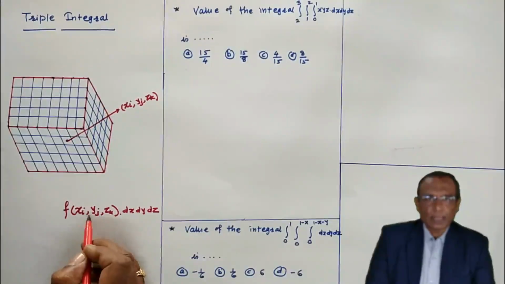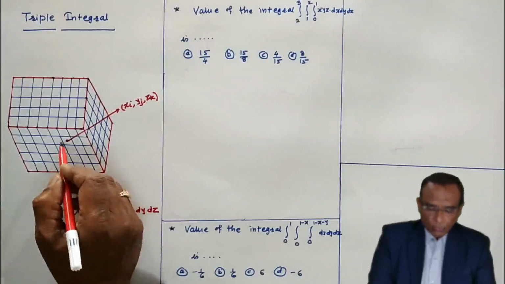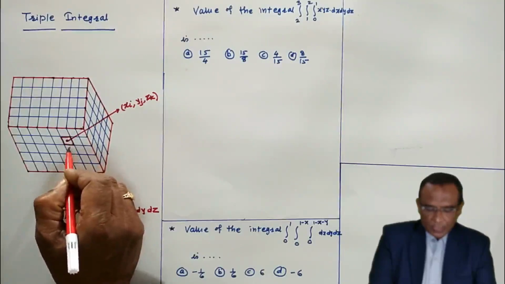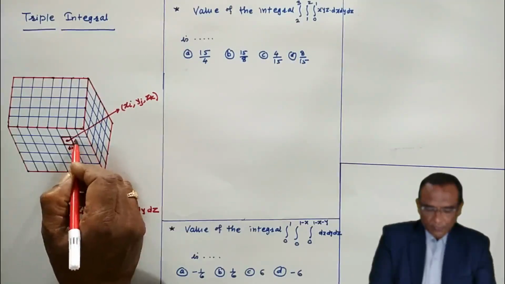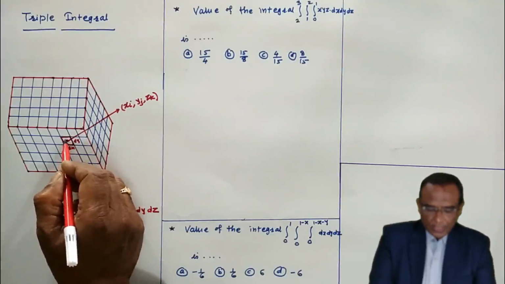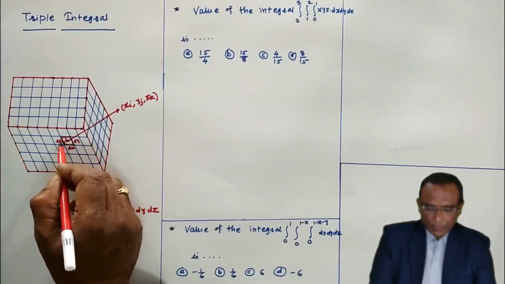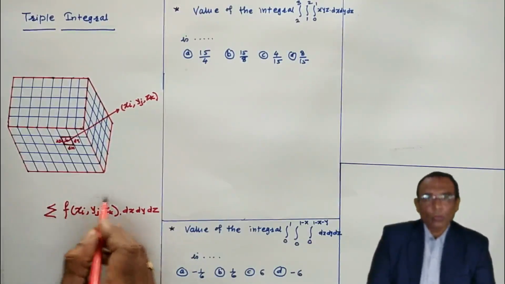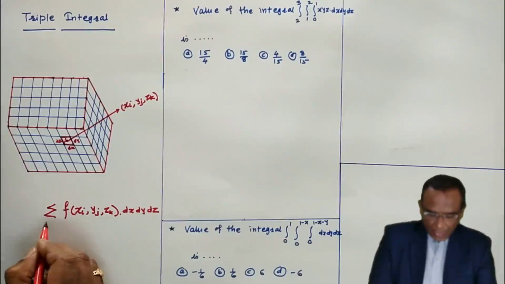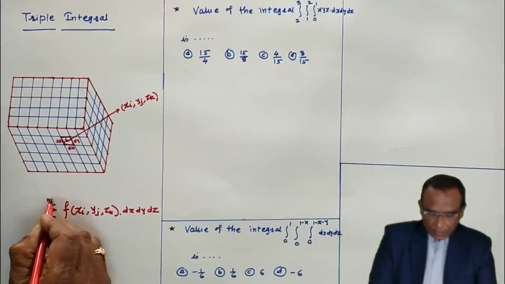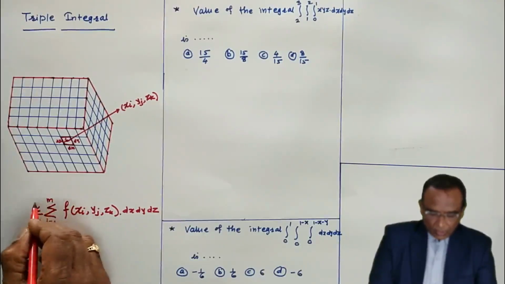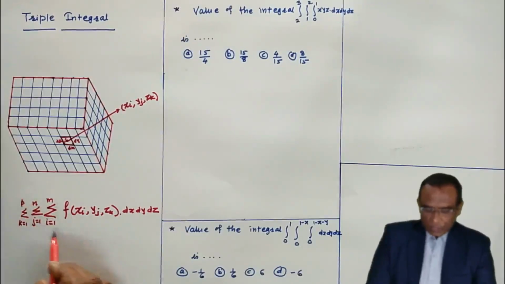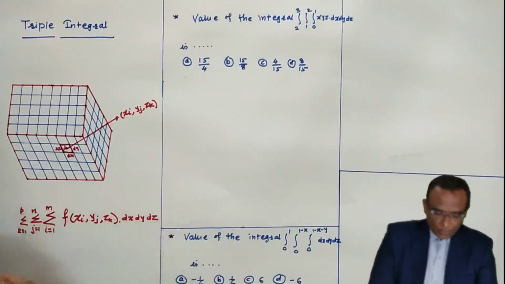f of xi, yj, zk is the value of the function, and the volume of this particular rectangular box is dx dy dz. This is dx, this is dy, and then it will be dz. The volume of this rectangular box is dx dy dz. Here I am going to take the summation of all those things, where i varies from 1 to m, j varies from 1 to n, and k varies from 1 to p.